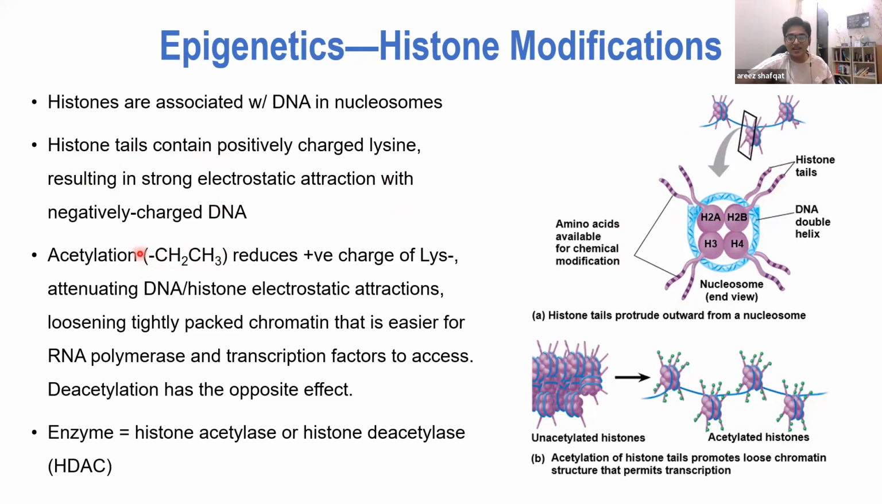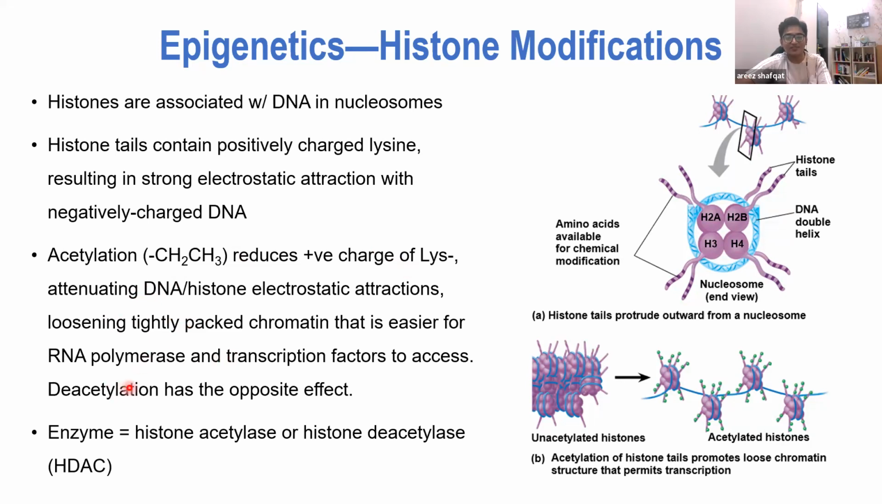Acetylation, which is this group, this is an acetyl group. If you add this to the lysine, that will reduce the positive charge of the lysine and that will weaken these DNA-histone attractions. This will loosen up the chromatin and make it easier for RNA polymerase and transcription factors to access. And so this will increase gene expression.